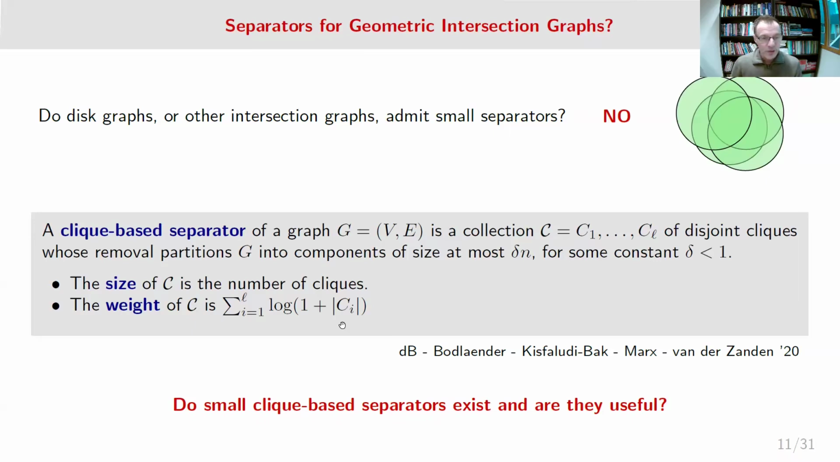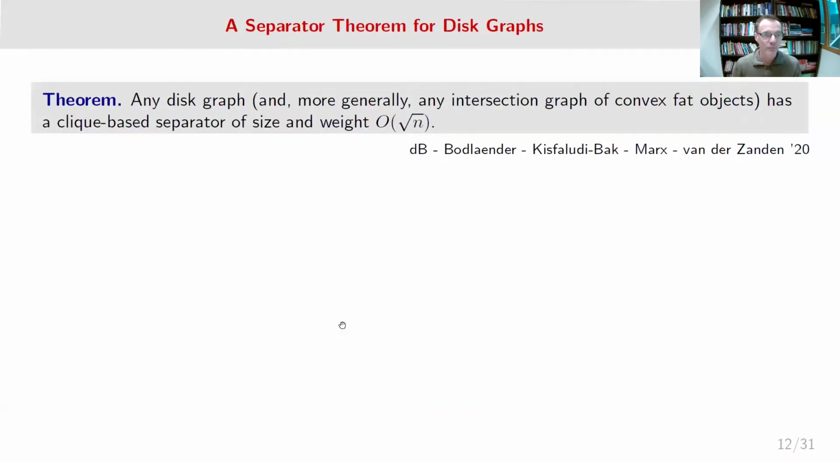Okay, so this is a nice definition, but you can wonder, do these things exist, and are they good for anything? Let me first hand wave that they exist, and let me do that for disk graphs. Any disk graph has a clique-based separator consisting of square root of n cliques. And actually, the total weight of these cliques is only square root of n.